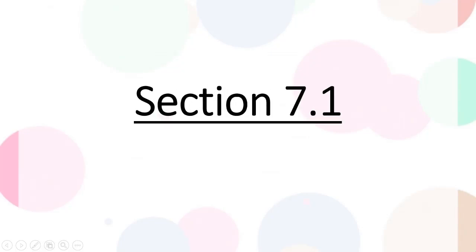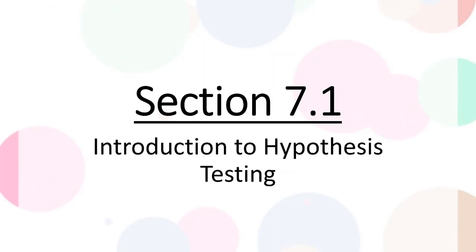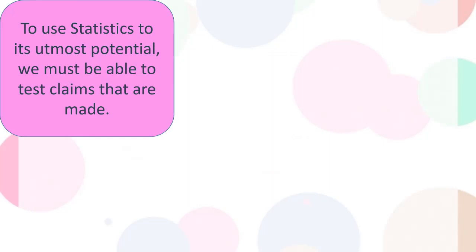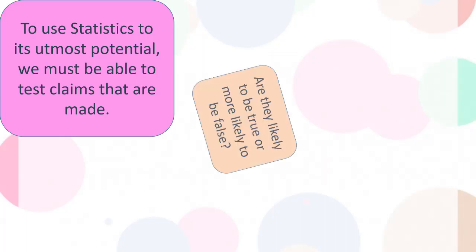So we're going to talk about Section 7.1 today. Section 7.1 is an introduction to hypothesis testing. So one big part of statistics is claims. Claims that are made by individuals, claims that are made by companies, claims that are made by manufacturers. So to use statistics to its utmost potential, we must be able to test claims that are made.